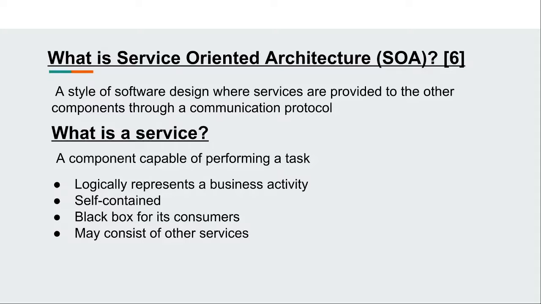Following are some of the properties of SOA. A service logically represents a business activity with a specified outcome. A service is self-contained, that is, it does not depend on other pieces of software to work. It is a black box for its consumers. That means when we use a service, it is not necessary to understand the architecture of the system. And a service may consist of other underlying services.